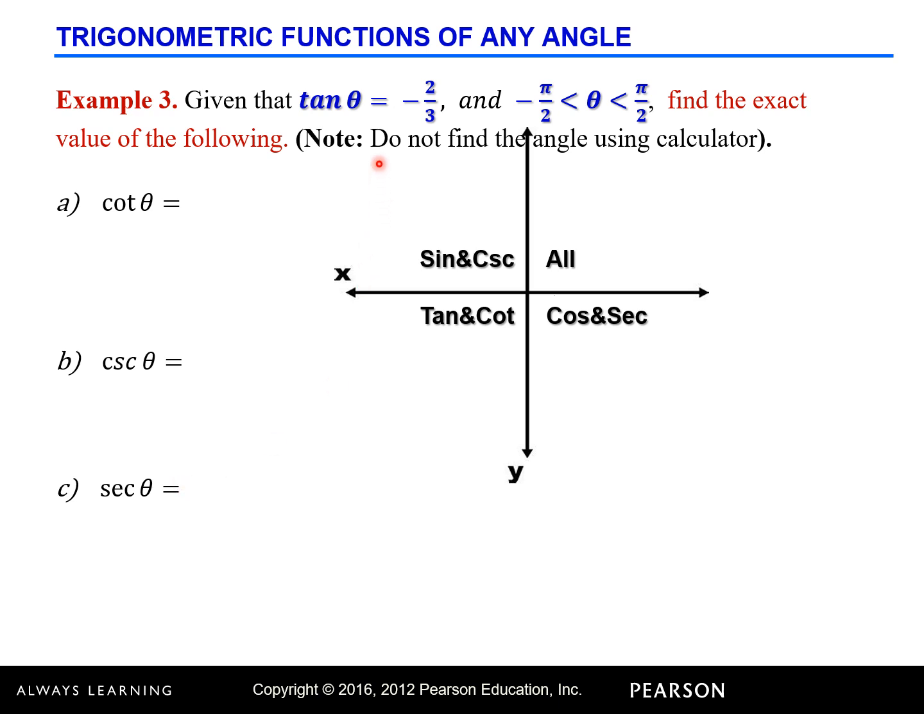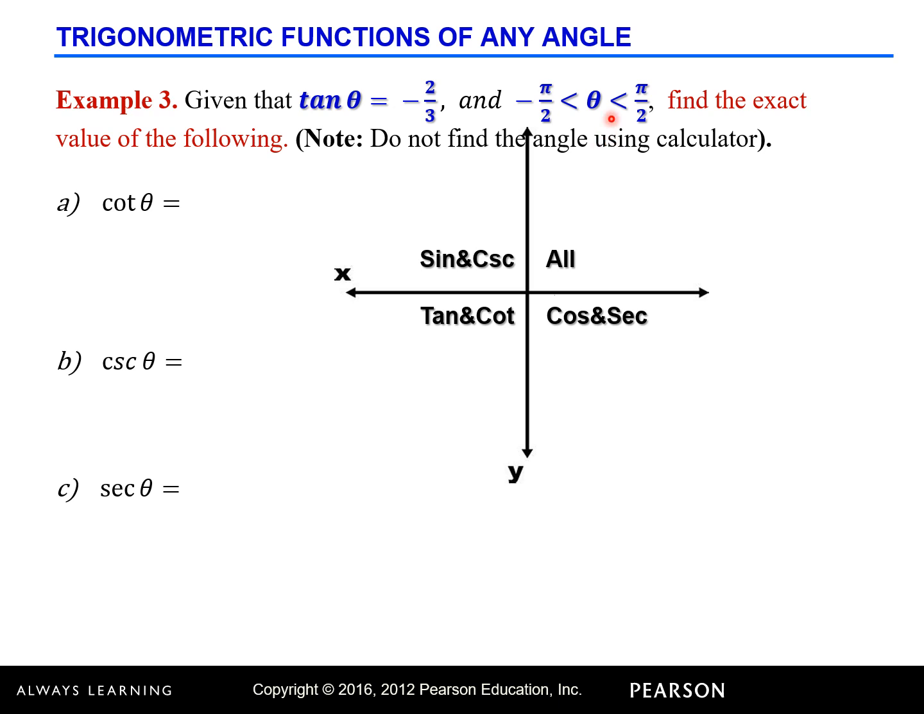Here, we should not find the angle using a calculator. You could find theta as inverse tan of negative 2/3, but you cannot do that because we need to find the exact value. If you put this in the calculator, you will get an angle theta that is a non-terminating and non-repeating decimal. It would also defeat the purpose of using the definition of trigonometric functions or identities. So let's make use of the definition.